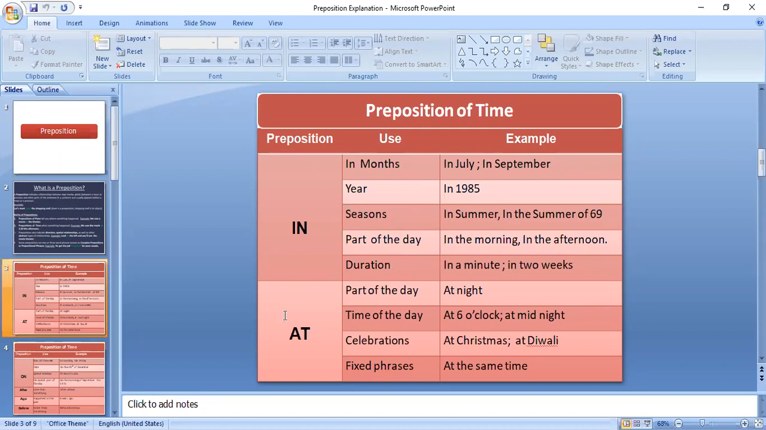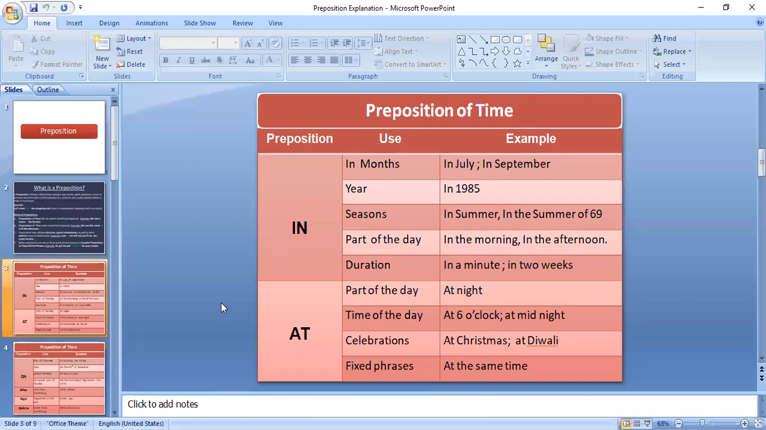Then we use the preposition at also for time. It is used for the part of the day, at night, time of the day, at 6 o'clock, at midnight, celebrations, at Christmas, at Diwali, fixed phrases, at the same time. Fixed phrases होते हैं, ये phrase form में use हो रही है, at the same time.